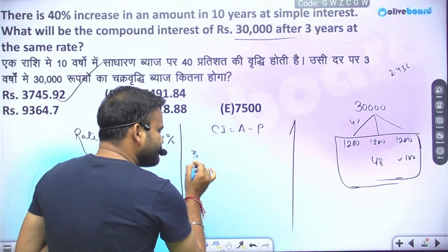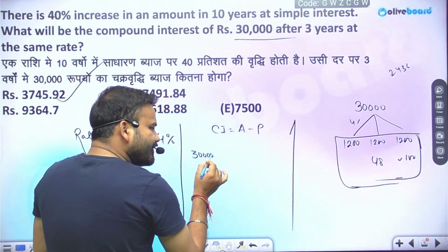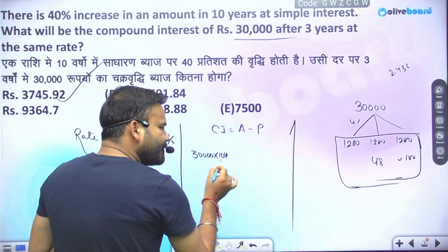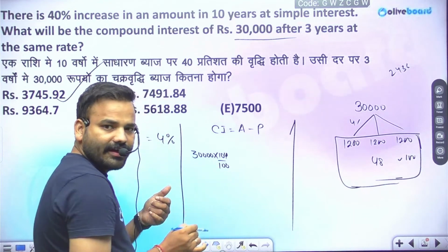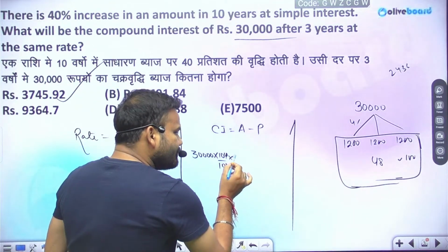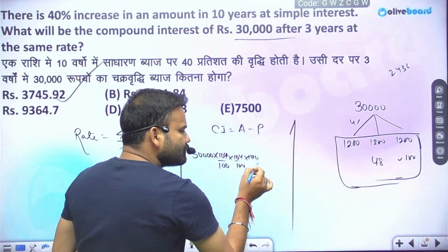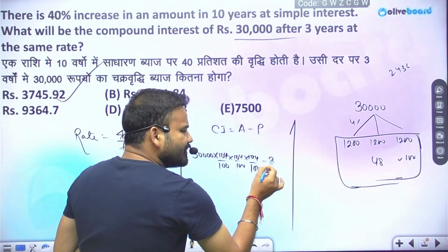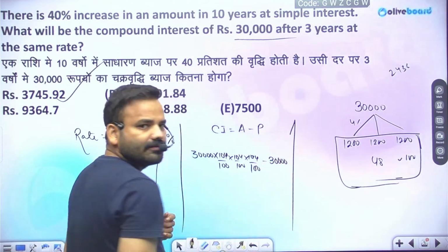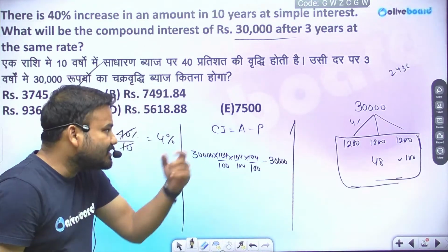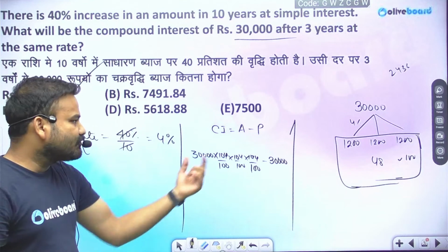30,000 was the principal. At 4% rate of interest, the value will become 104% of itself in 1 year. And in 3 consecutive years, the value will become 104, 104 and 104. Minus 30,000 will give you what? The principal. The compound interest. Compound interest is amount minus principal. This was the amount.